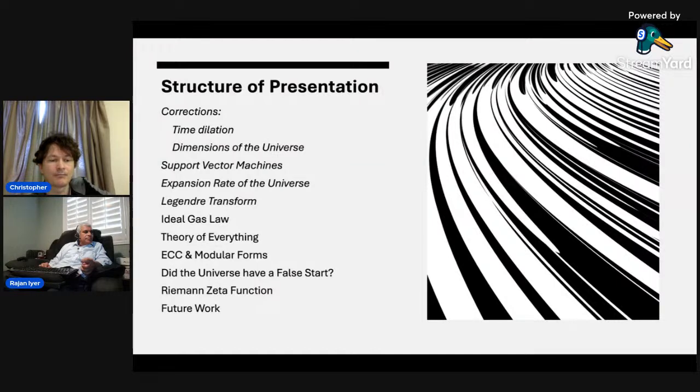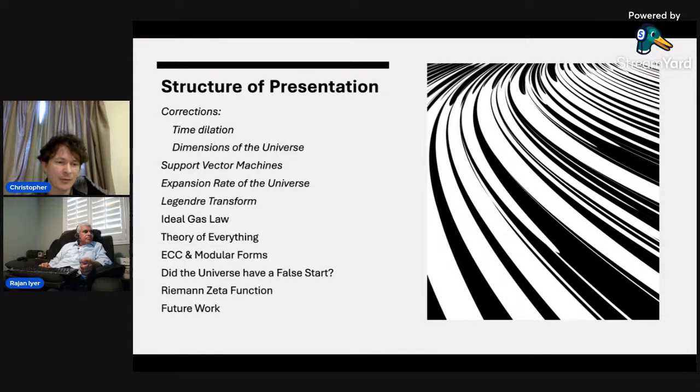And then we'll get into the meat of the talk, which is: did the universe have a false start? That's the title of this presentation. As Rajan and I know, the presentation had a bit of a false start earlier with sound issues, but they're fixed now, hopefully.